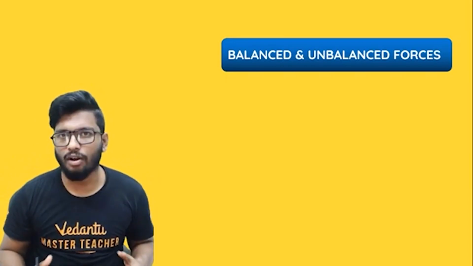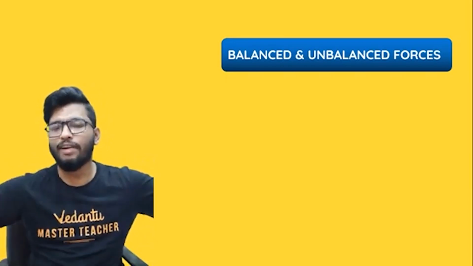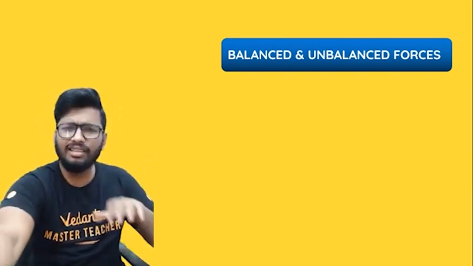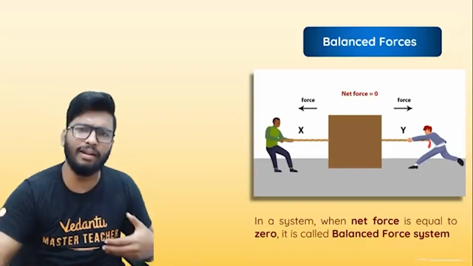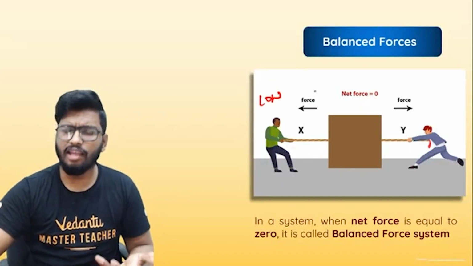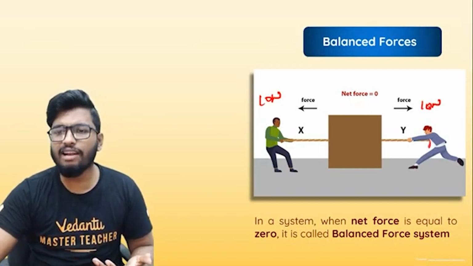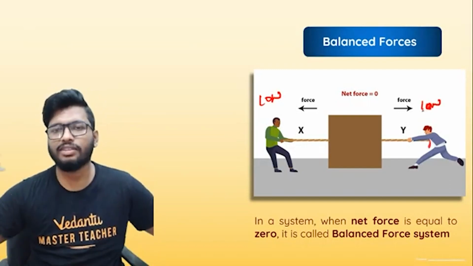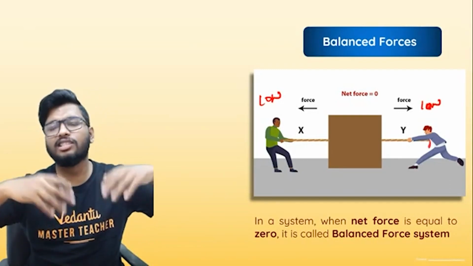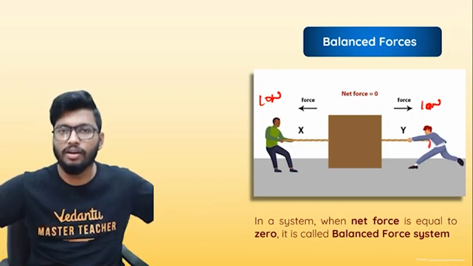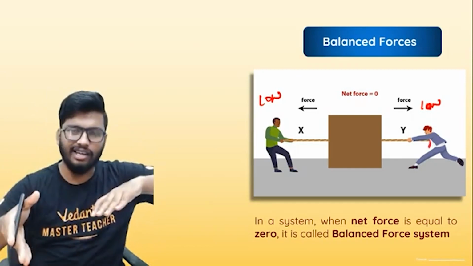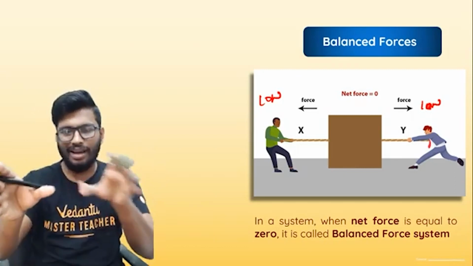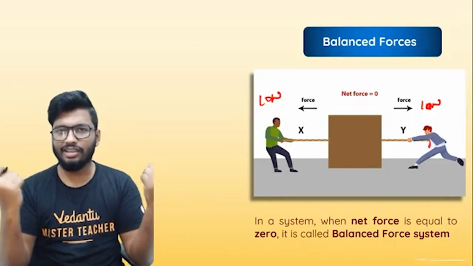Let's say there's a box, and there are two people pulling from either side, and they're applying the same amount of force. Let's say both of them are applying 10 Newton force. Now, the net force acting, because they're in opposite directions, will get subtracted, right? Because force has both magnitude as well as direction. So when you consider the direction as well, because the magnitude is the same and they're in the opposite direction, it's going to be negative.